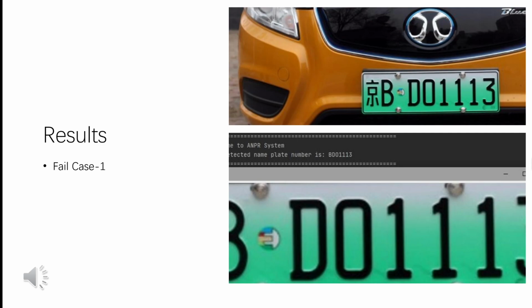should be Jing BD01113. So the Chinese word Jing is not successfully recognized and detected. So this ANPR program does not support words other than numeric and alphabet words. So this ANPR program does not support license plates in some countries. It can only recognize and detect a part of the characters.